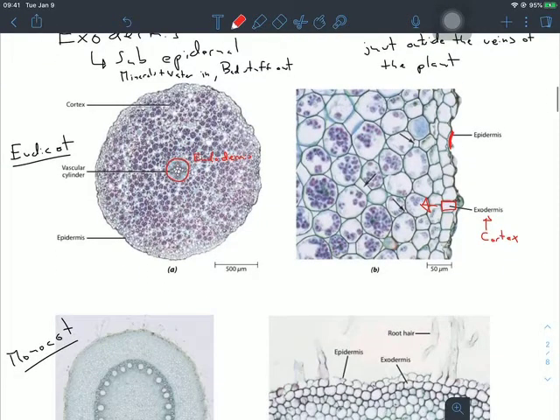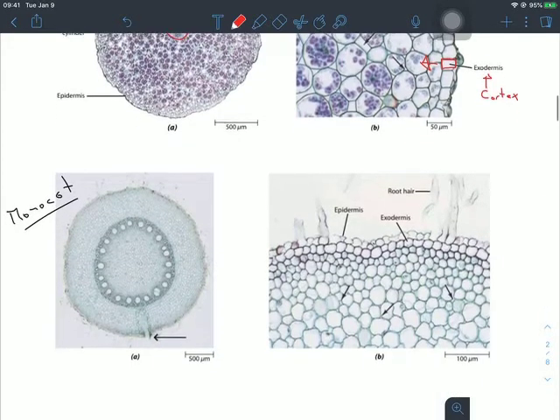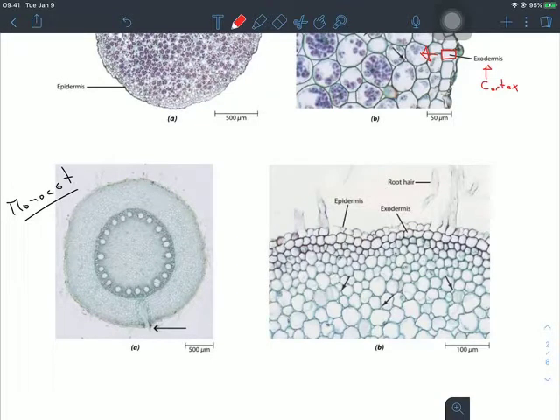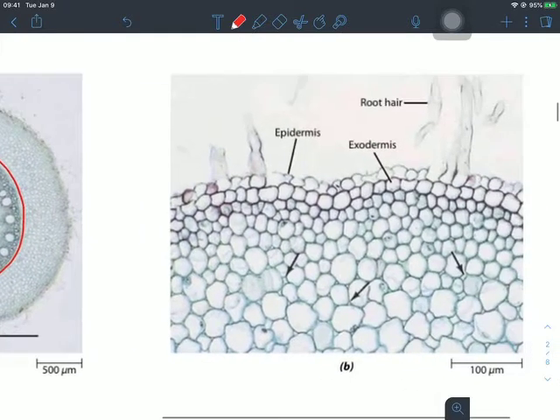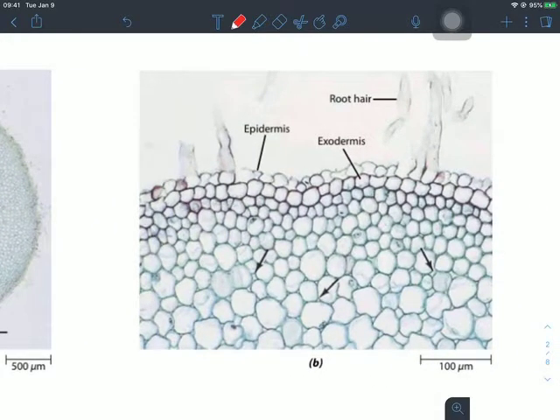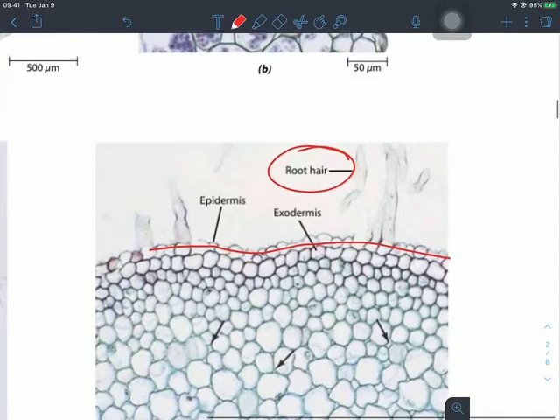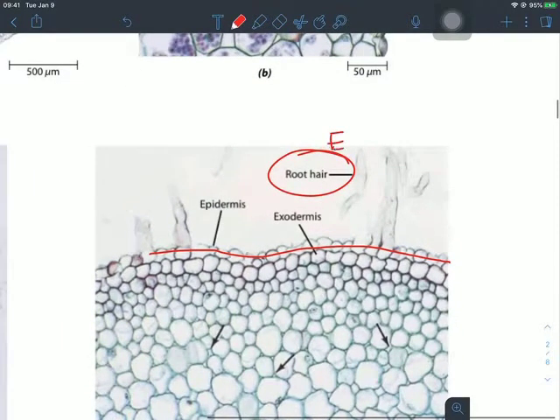In the same way as our exodermis and endodermis are defined bands in our dicot, we again see those defined bands in our monocot. The endodermis is the defined ring around the vascular cylinder, and the exodermis is the layer immediately underneath our epidermis. So you'll see again, cell layer on top, single cell layer is exodermis. You've got root hairs growing from the epidermis.